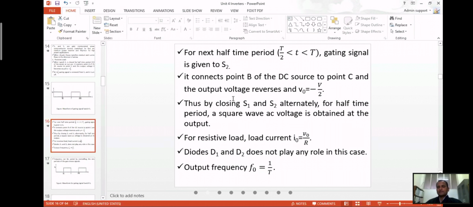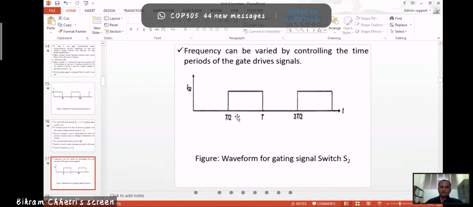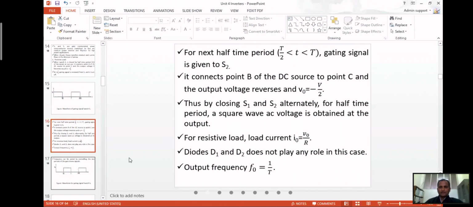A square wave AC voltage is obtained at the output. In the positive half, S1 is conducting, and S2 is conducting from T by 2 to T. For the resistive load, the load current will be V naught by R. Diodes D1 and D2 do not play any role in this case if the load is purely resistive. The frequency will be equal to 1 by T. It depends on the total time period, and at what period S1 is switched on and at what period S2 is switched on.